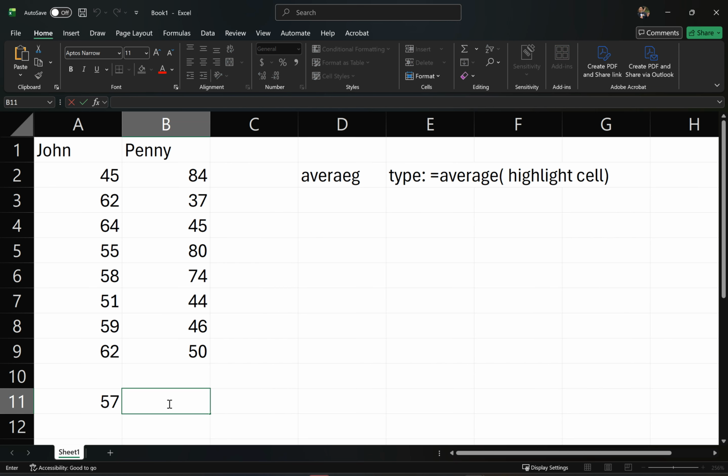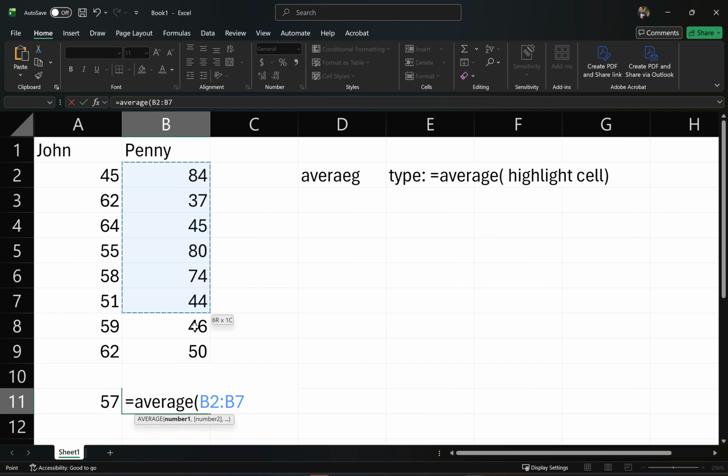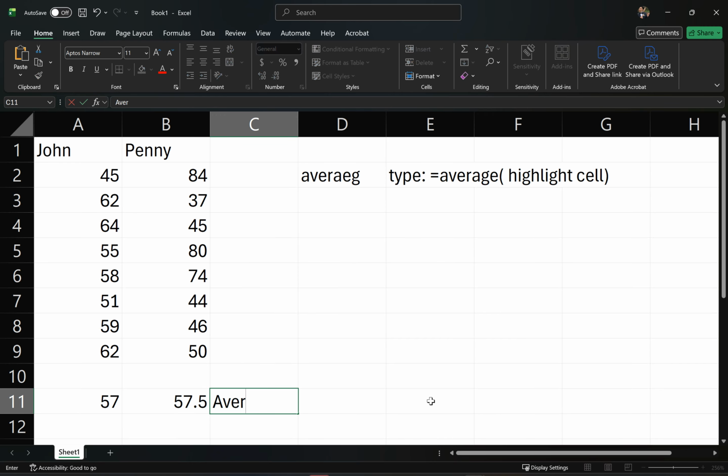So click a cell, doesn't matter where. Equals average. I spell out the word average. Open brackets, highlight the cell. So I'm going from B2 all the way to B9. Close brackets. There's my average. So I got 57 and 57.5 for the averages. So this is average. Let's look at standard deviation now.